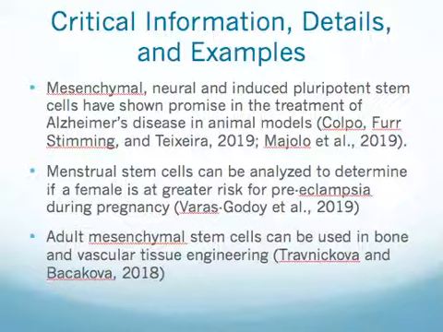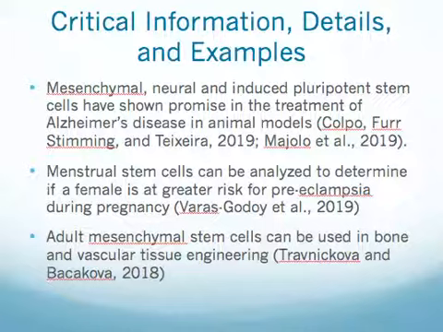Preeclampsia patients' menstrual stem cells express less endoglin and had an increase in pro-inflammatory factors. It's important because it can be used to develop predictive models to scan for patients that may be predisposed to preeclampsia. And then further study of the menstrual stem cells could also lead to a greater understanding of how and why preeclampsia occurs. So that was from Varus Godat et al. in 2019.